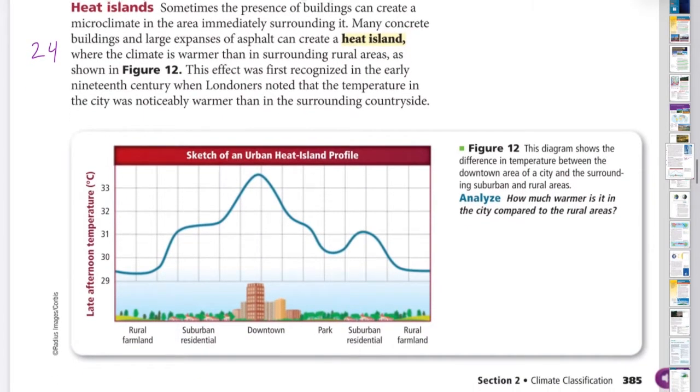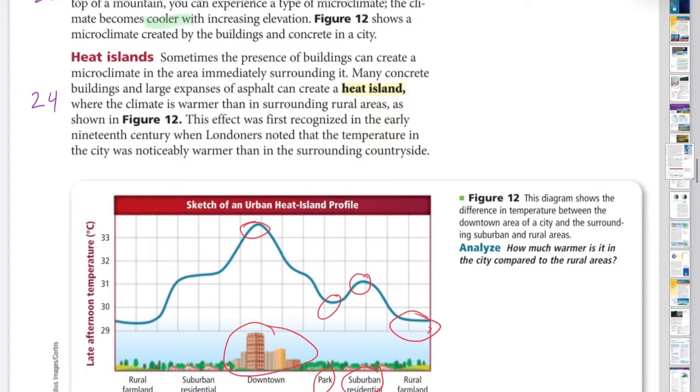So if we look at Figure 12 down here, you basically have downtown. You have a higher temperature here. You have a park. You have a lower temperature. You have this suburban residential area. The temperature goes back up. You get out to the farmland. It drops again. So heat islands.